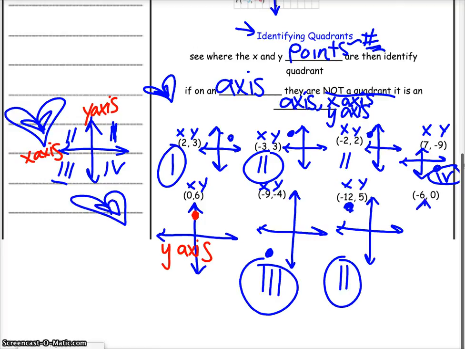(-6, 0). Make a rough diagram. So my x is to the left. -6 means I'm going to the left. My y is 0. That means I'm not going anywhere. I'm not going up and I'm not going down. So I'm somewhere like this. I'm on that axis. That axis is the horizontal. The horizontal axis is the x. So you would call this the x-axis.